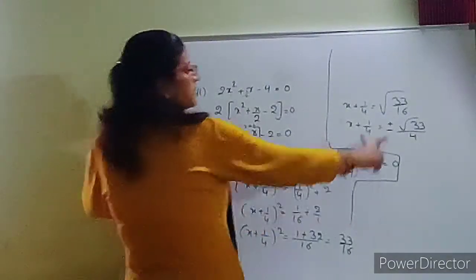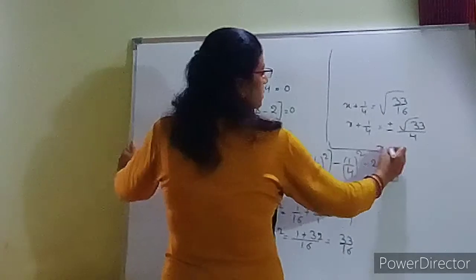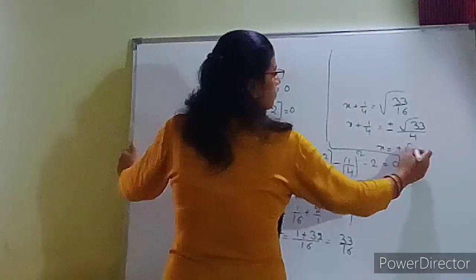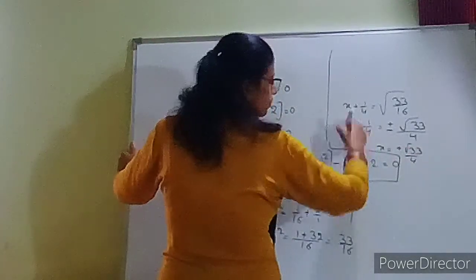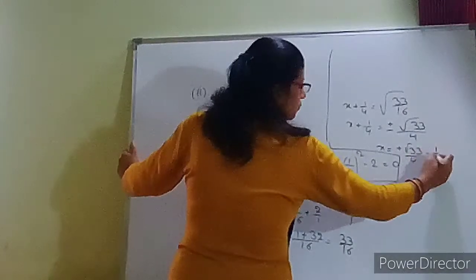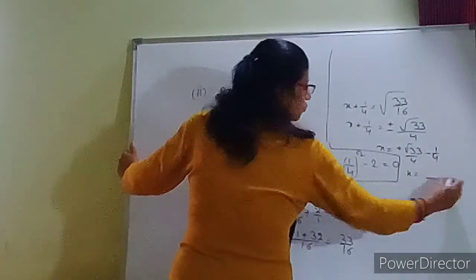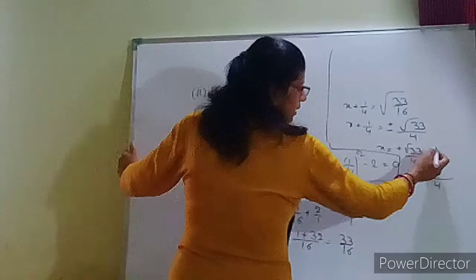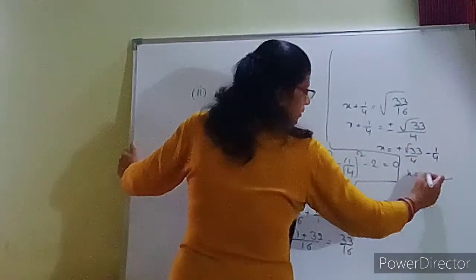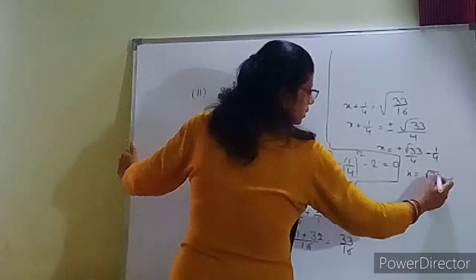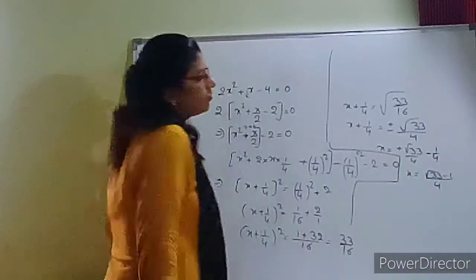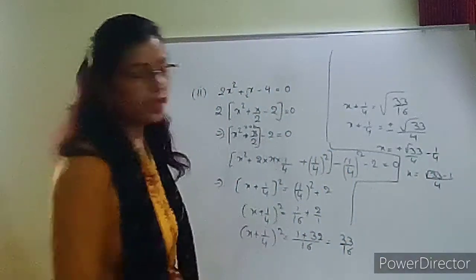Now very first I am taking the plus sign. So x is equal to plus root 33 upon 4, send 1 upon 4 to this side, minus 1 upon 4. The value of x will be, with 4 common, I can take 1 in front, or I can write root 33 minus 1 upon 4. This is the first value of x.